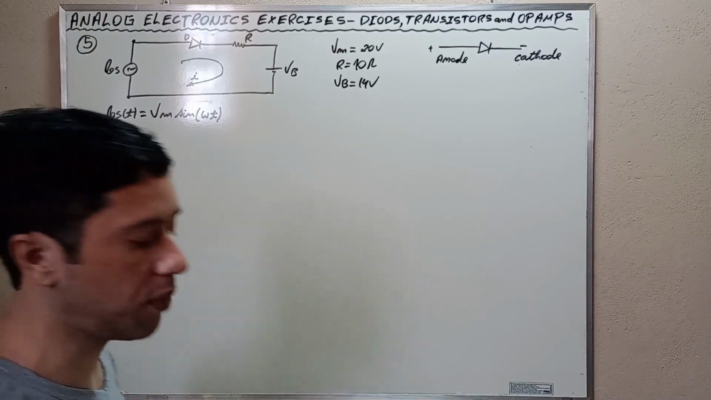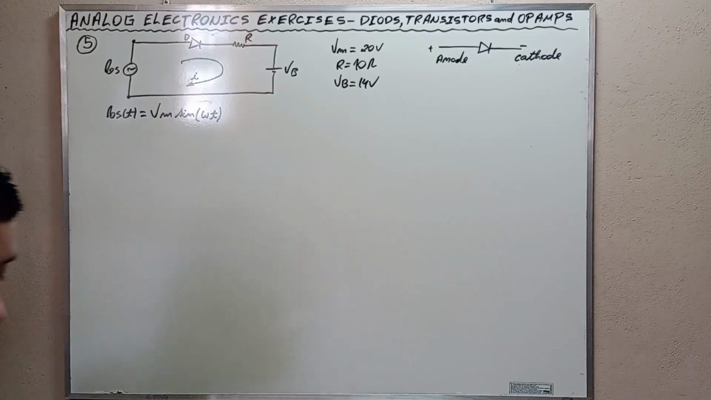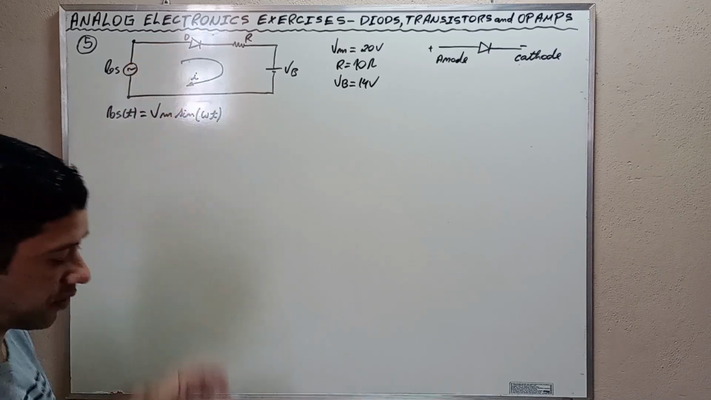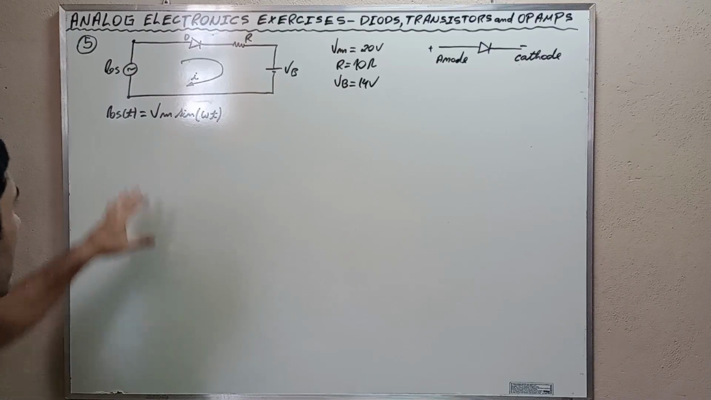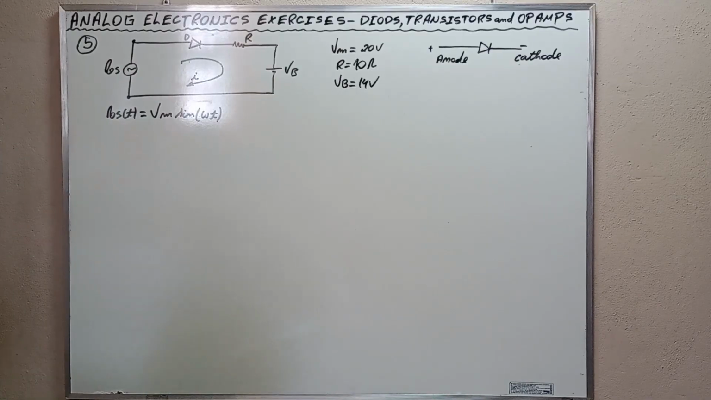Exercise number 5 now, my friends. Consider the battery charging circuit of this figure with Vm equal to 20 volts, R equal to 10 ohms and VB equal to 14 volts. Letter A, find the peak current assuming an ideal diode. Alright, my friends, we're going to assume that this diode here is ideal.